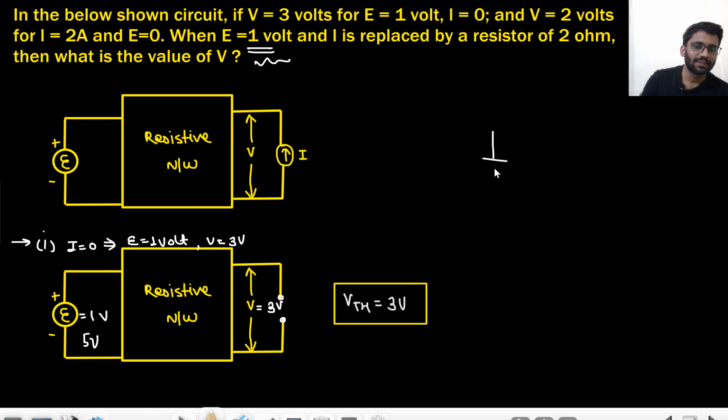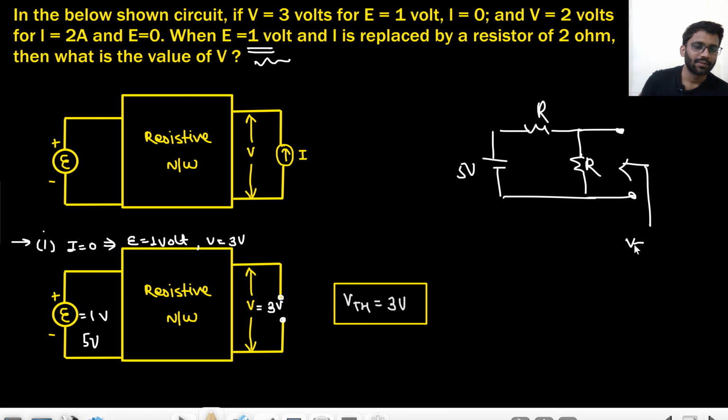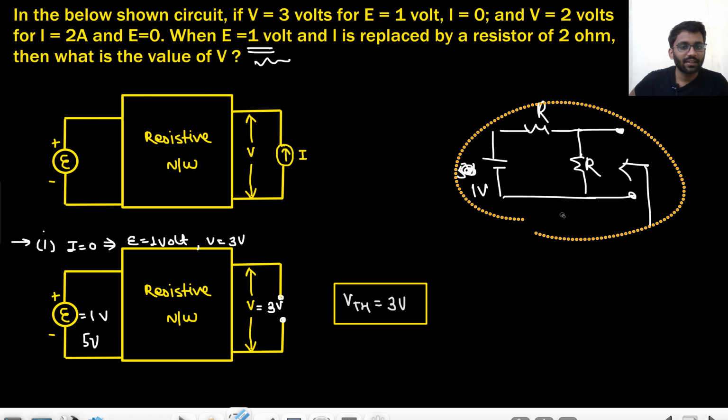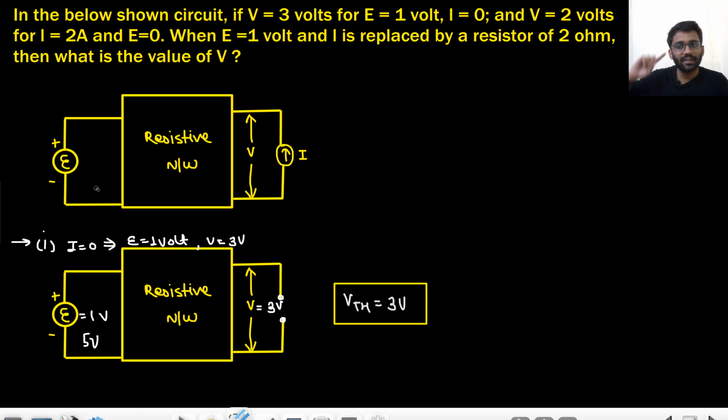Let's just assume this is my circuit, R, R and R. This is 5 volt, this is R and this is R. And I am asked to find the VTH here. Tell me what will be the VTH? 2.5 volt. If I replace this 5 volt with 1 volt, what will be my VTH? 0.5 volt. VTH has reduced, right? So that's why they are giving me that E is 1 volt.